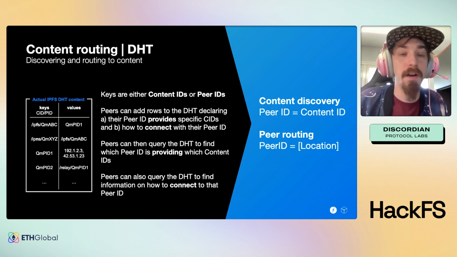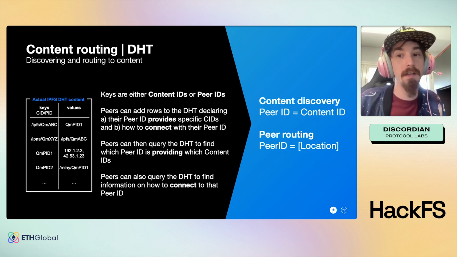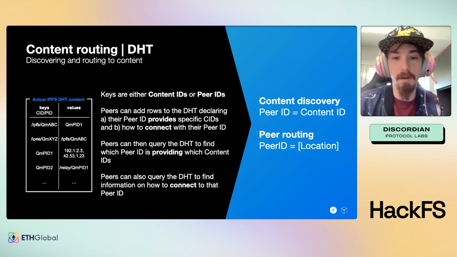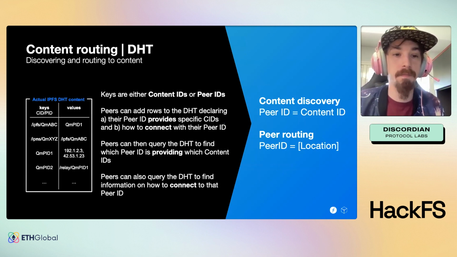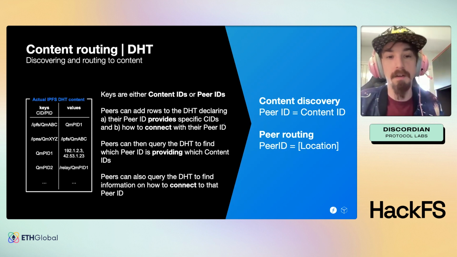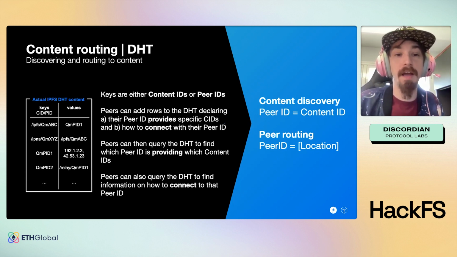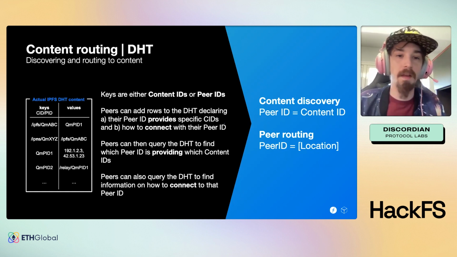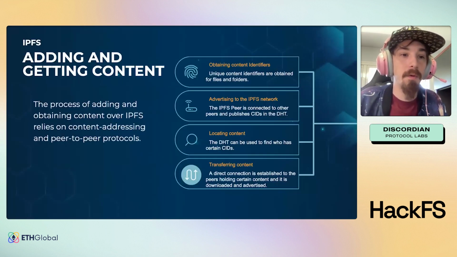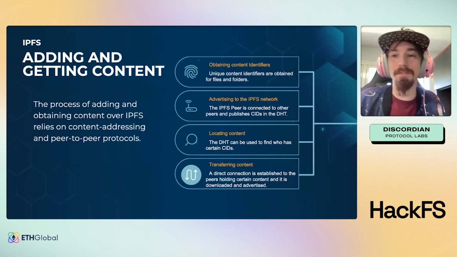Publishing this row involves finding a peer ID similar enough to the content ID to store the row. In short, any peer that wants to download some content will have to do two things first. First, query the DHT to find which peer ID is providing the content they're looking for. Second, query the DHT to find information on how to connect to that peer ID. At the end of the DHT queries, a peer knows who has the content it wants and where to get it. Now that we've gone over obtaining a CID, advertising it on the network, and locating content, let's take a brief look at transferring content.